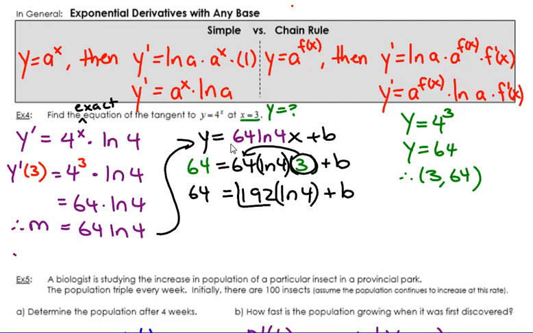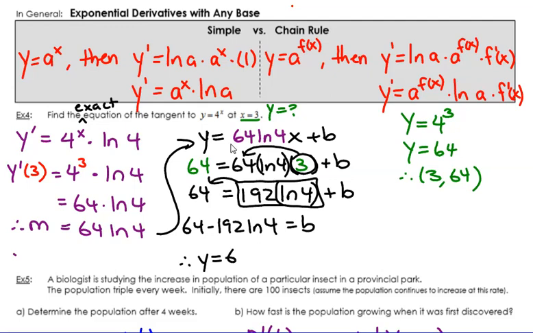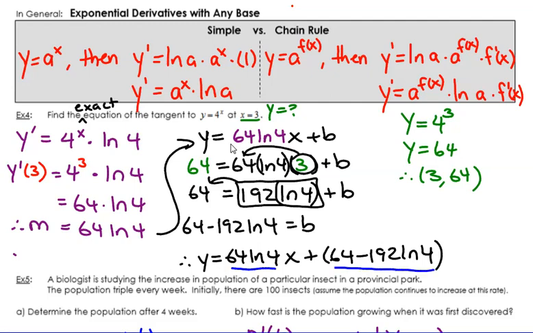All right, and we're going to just bring that all to the other side. 64 minus 192 ln 4 is your b. That means that your equation of the tangent is y equals 64 ln 4 x plus 64 minus 192 ln 4. So that would be the exact. If you really want to, you can convert these into decimals if they say that you can have an approximate answer.